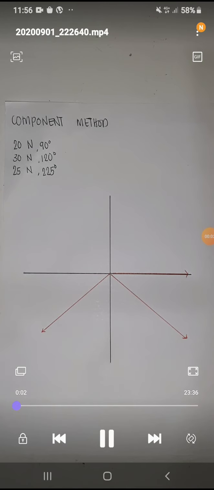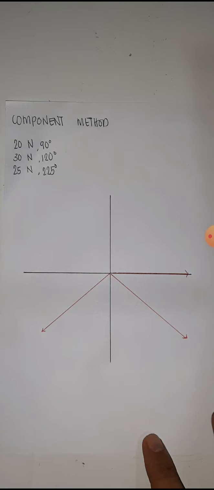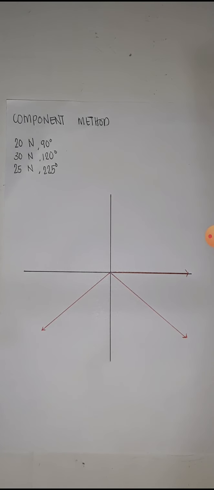Okay, so for today's video, we're going to talk about how to get the resultant vector using the component method. Unlike your graphical method, the component method of getting the resultant vector would require you to first find the x and y components of your vectors before you get the result.